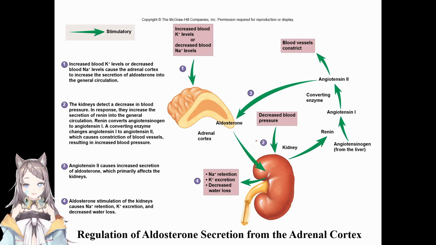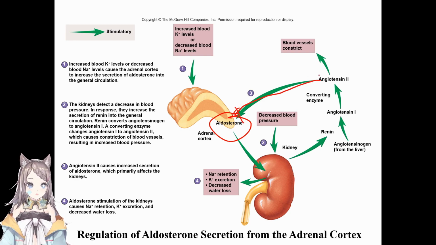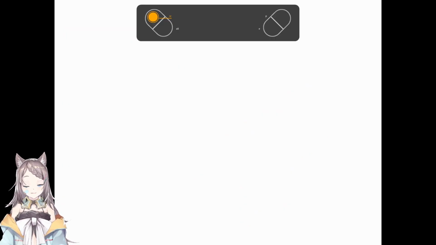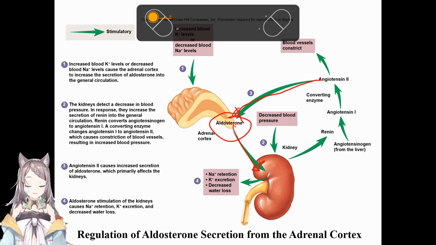Actually, aldosterone is just a side effect of the angiotensin cascade. It is only produced when angiotensin 2 is produced. So angiotensin 2 actually causes aldosterone to be released. Once it is released, it acts on the kidneys. Okay, let's reiterate pharmacy style. Renin, angiotensin 1, angiotensin 2.